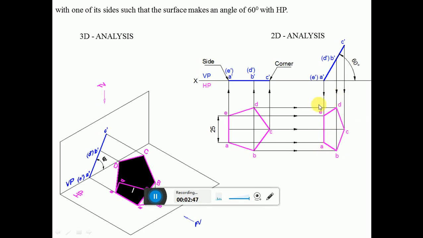the pentagon. Now you can see the edge is resting on HP, so the edge is perpendicular to VP here. So since it is parallel to HP, I am getting the true length here, AE. So what is the true length? The true length will be equal to the length of the side of the pentagon, which is 25 mm. So here also it is 25. So obviously this line will be in true length.